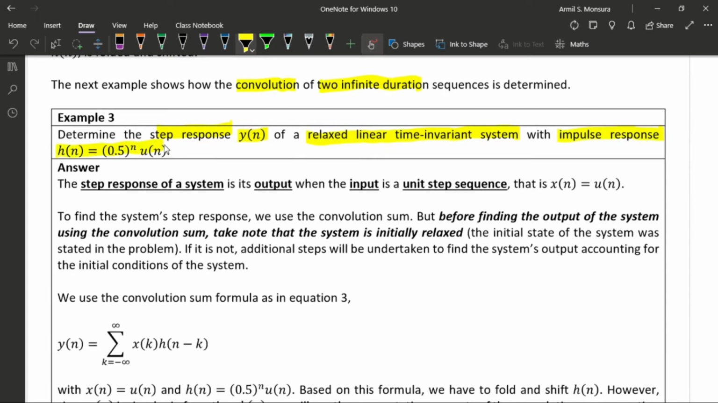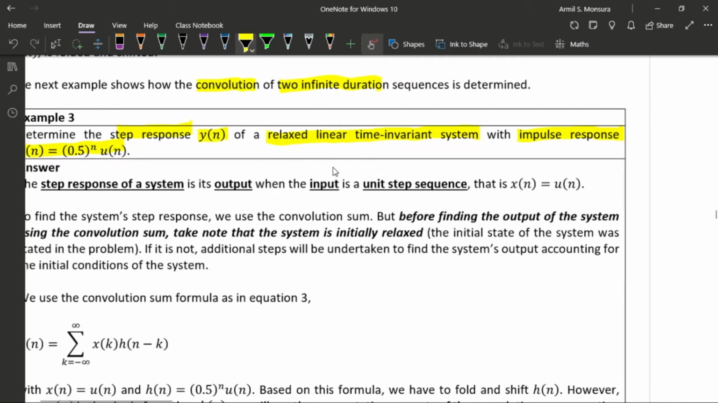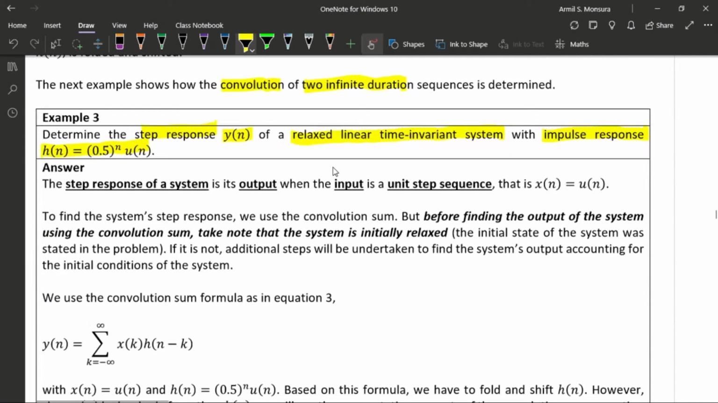response h of n equals 0.5 raised to n times u of n. Okay? So, ganito, no? Kasi yung problem, yung example 3, this is now the problem is stated in terms of system analysis. Yung example 2 kasi, binigyan ka lang ng dalawang sequence tapos pinahanap sa'yo yung convolution sum. Okay? Parang mathematical problem lang yun. Pero this time, itong example 3, the problem in example 3 is on the context na gagamitin natin ngayon yung convolution sum sa system.